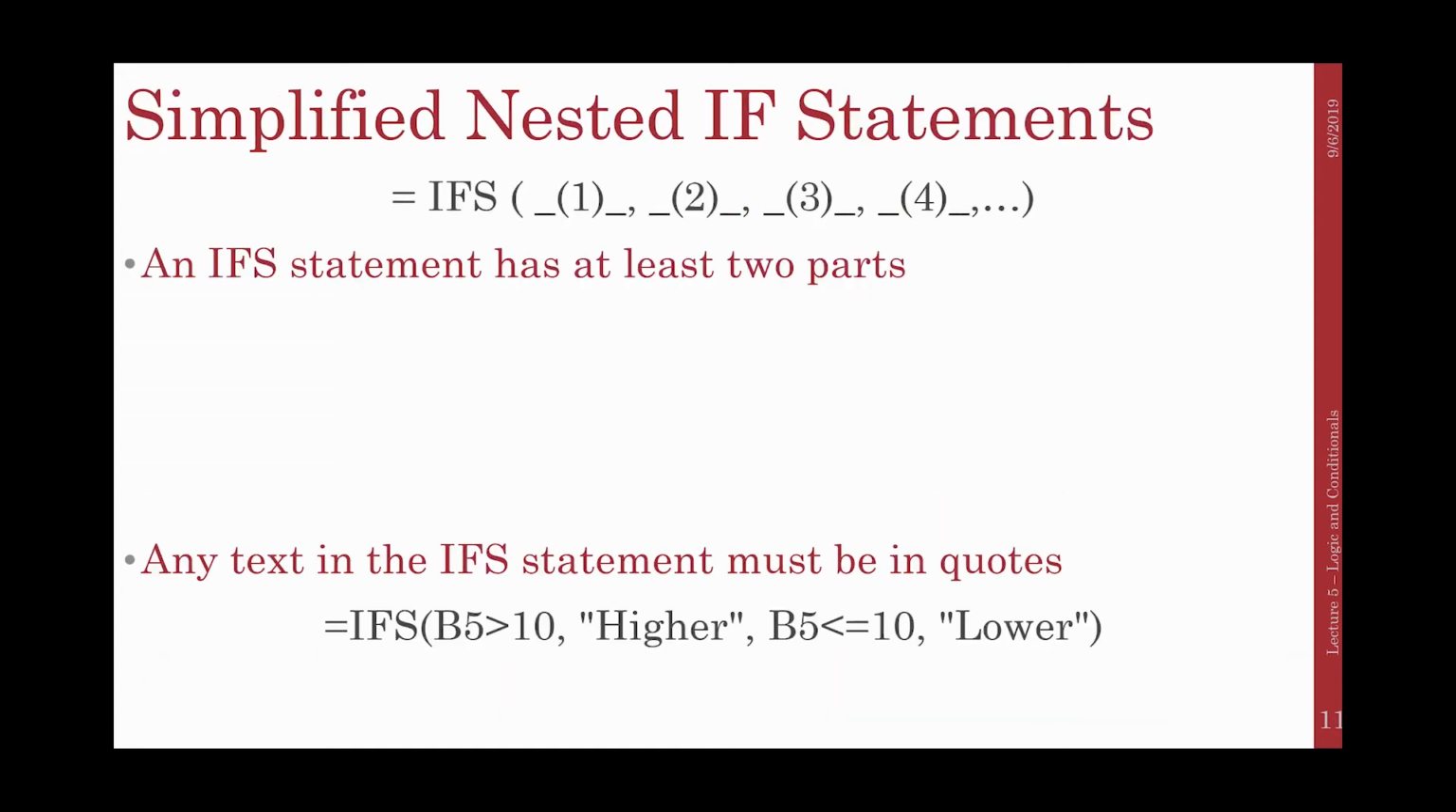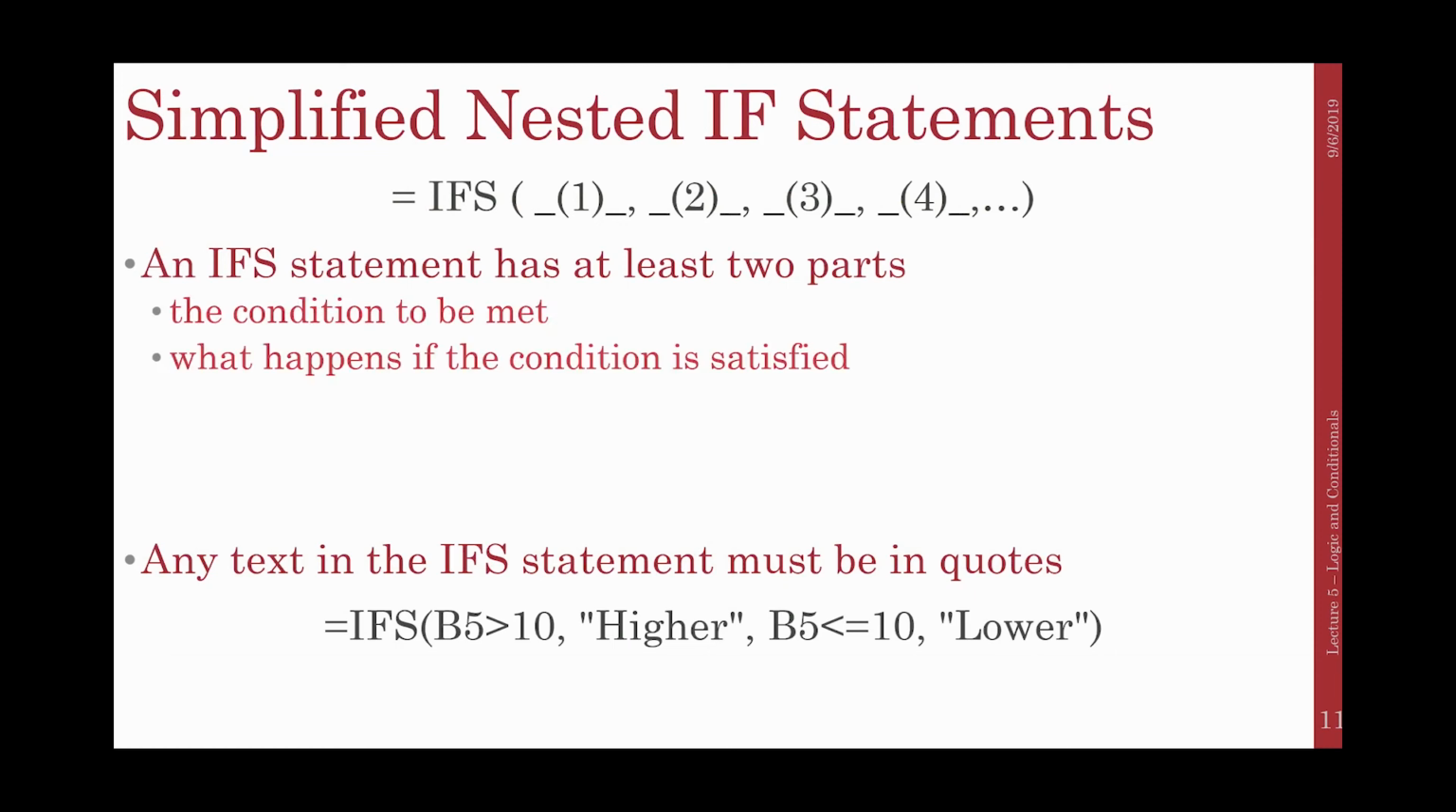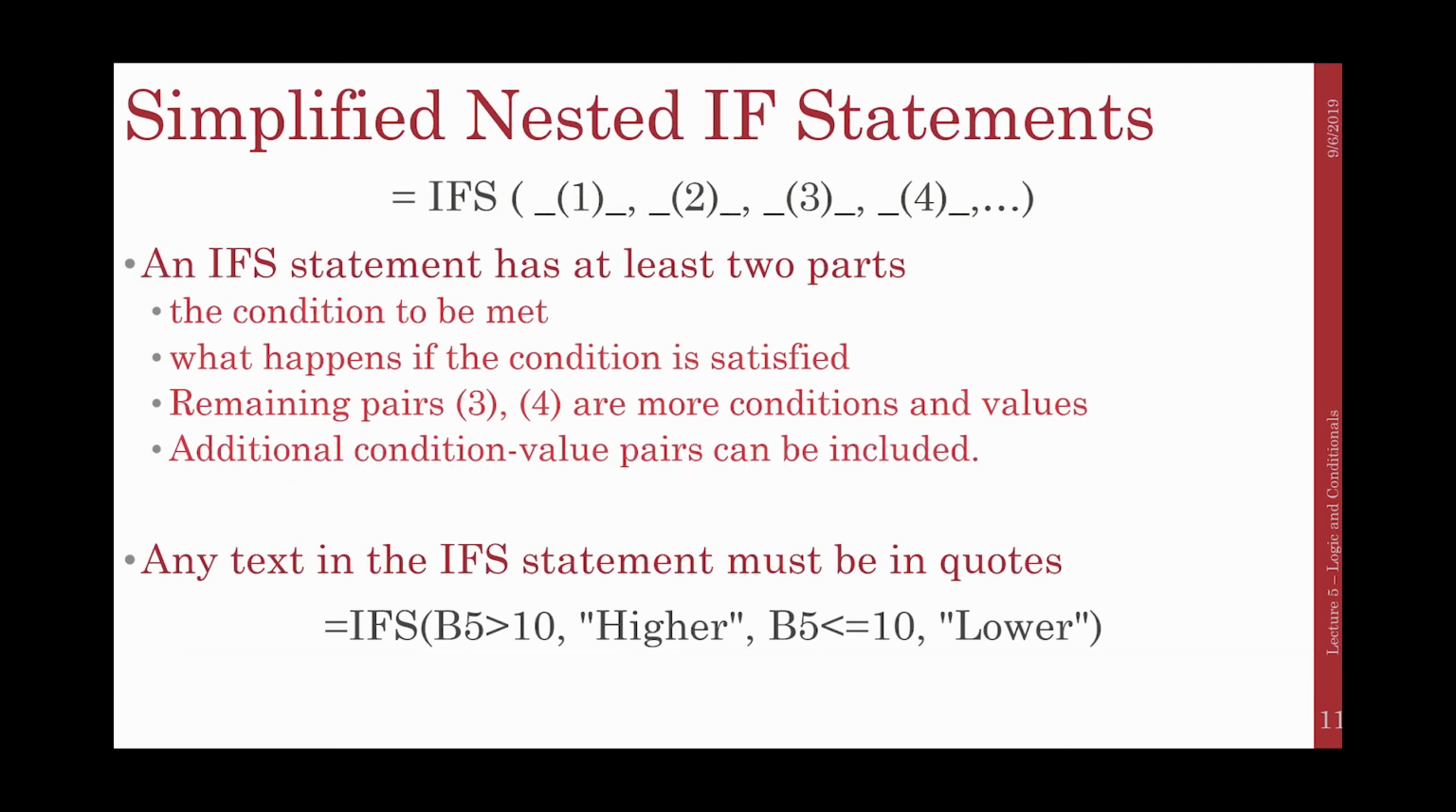There is in Excel a simplified nested if statement. It's called IFS, and an IFS statement has at least 2 parts. It's the condition that must be met, and what happens if the condition is satisfied. The remaining pairs, so 3, 4, 5, 6, and so on, are more conditions and more values. The additional condition value pairs can be included, so you can keep going. It's useful for any if else if type logic where you have those multiple outcomes that can occur. And again, just like in an if statement, any text has to be in quotes.